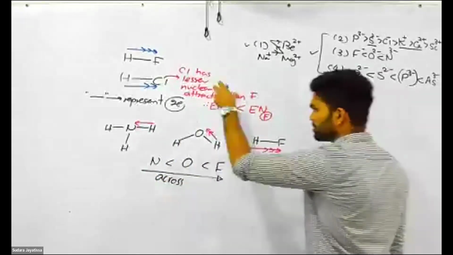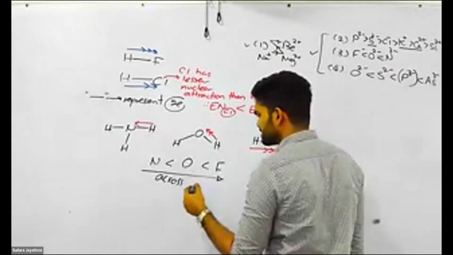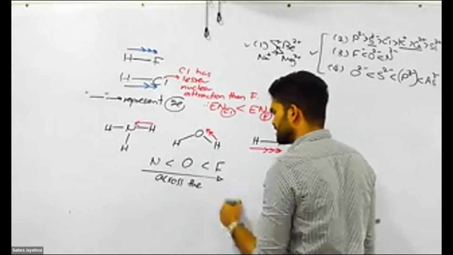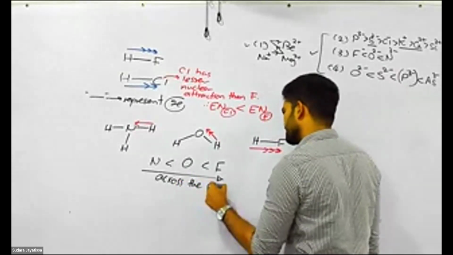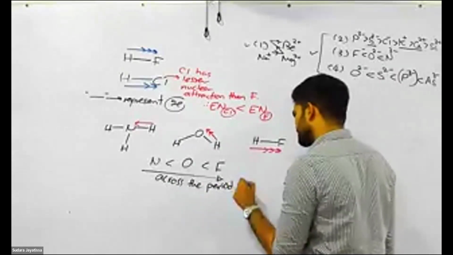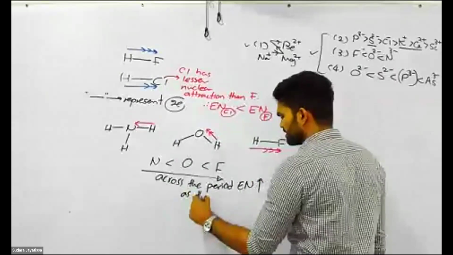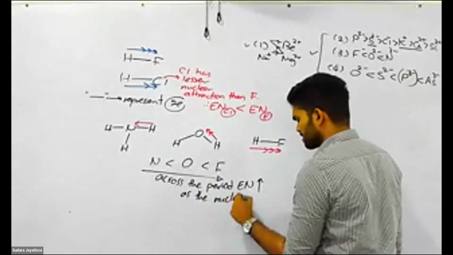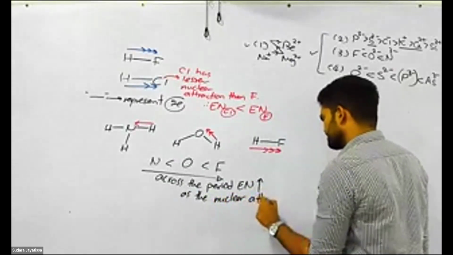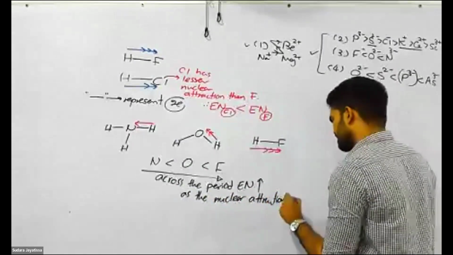Shall you write these small notes now? It will help you understand without reading the paragraph. Across the period, electronegativity increases as the nuclear attraction increases.